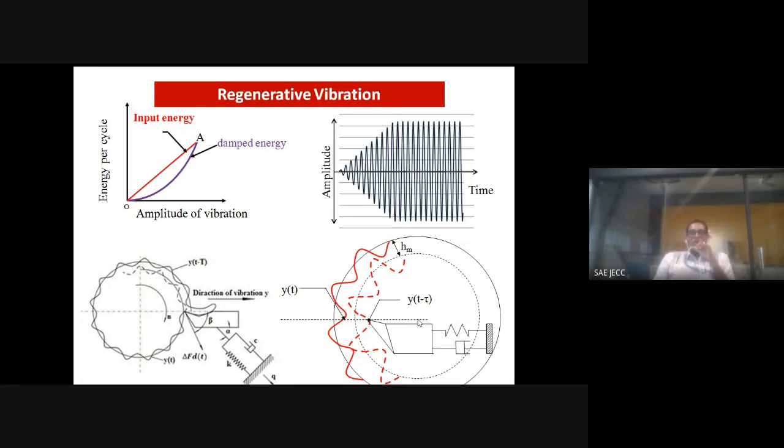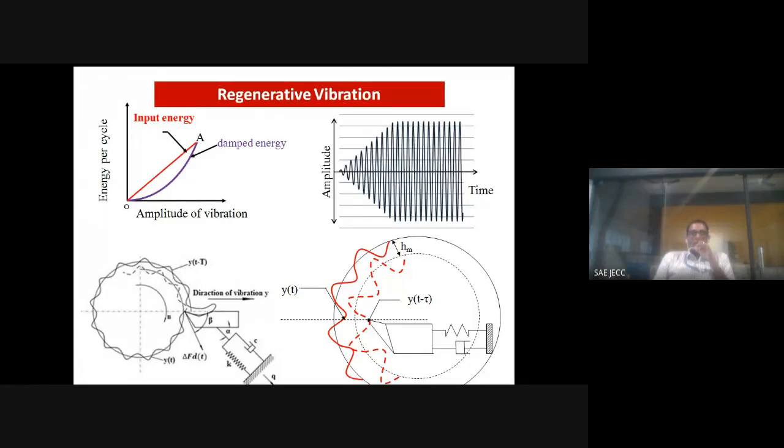This can also be visible in the case of a boring operation. The only thing is the tool is moving in the opposite direction, from the center towards outside. The turning is from outside towards the center. Anyway, the failure of the first instance causes failure in the remaining successive rotations. So this type of failure is called a regenerative failure. In vibration, it is called a regenerative vibration.